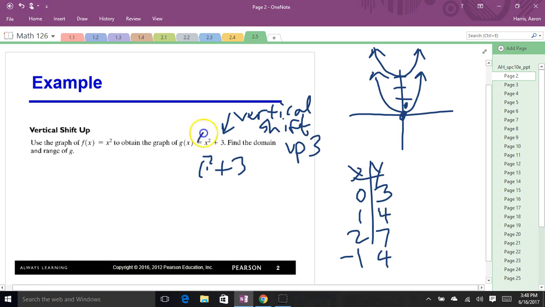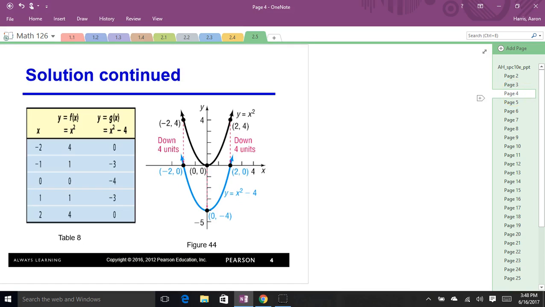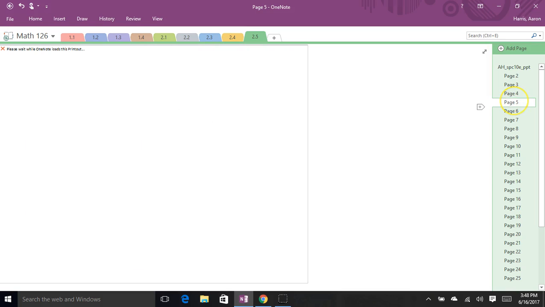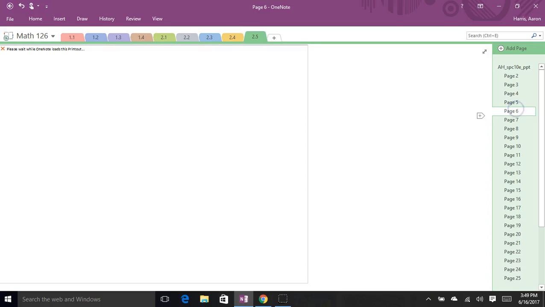So anytime you have the original function, you put something on the end there, plus or a minus, it's going to shift it up if it's a plus or down if it's a negative. So like right here, you've got a minus 4. So this is just going to shift the x squared function, the parabola, down 4. Okay, you can see a picture of it right there, shifted down 4 units. So there's your generalization of that. If it's a plus k on the end, you're going to go up. If it's a minus k on the end, you're going to go down.